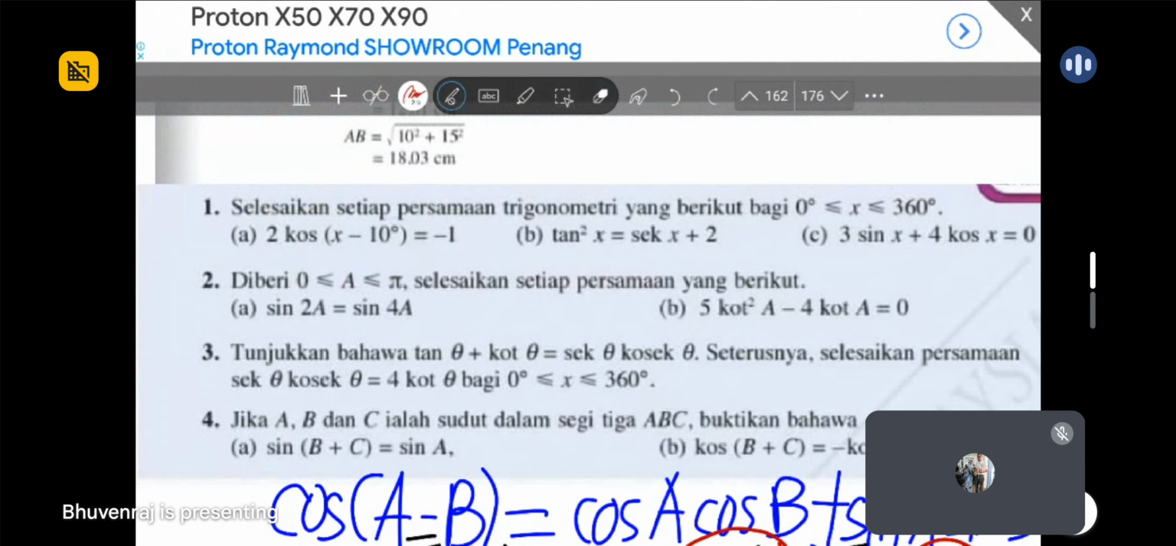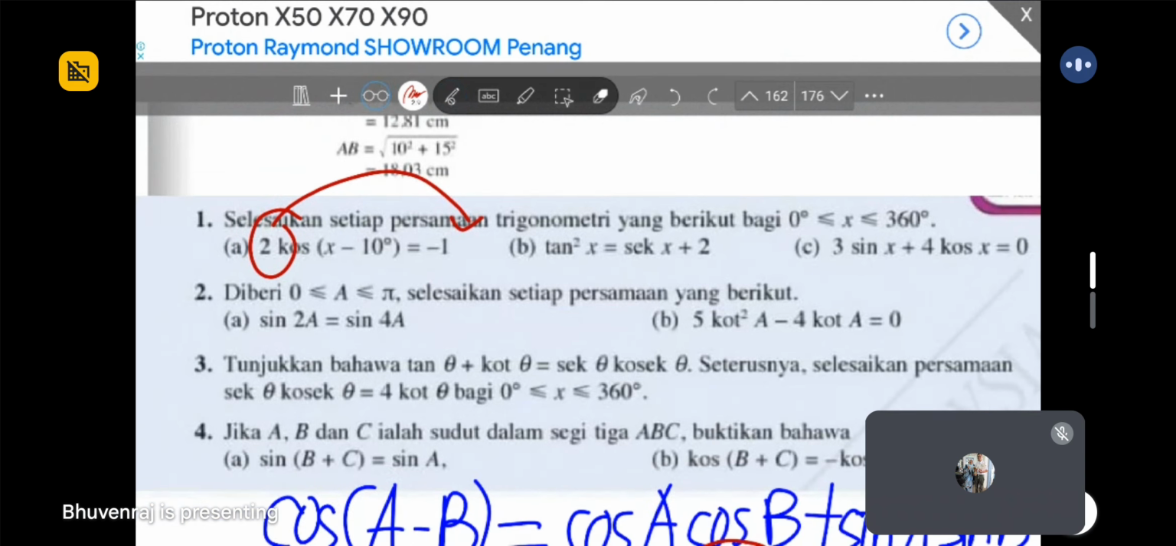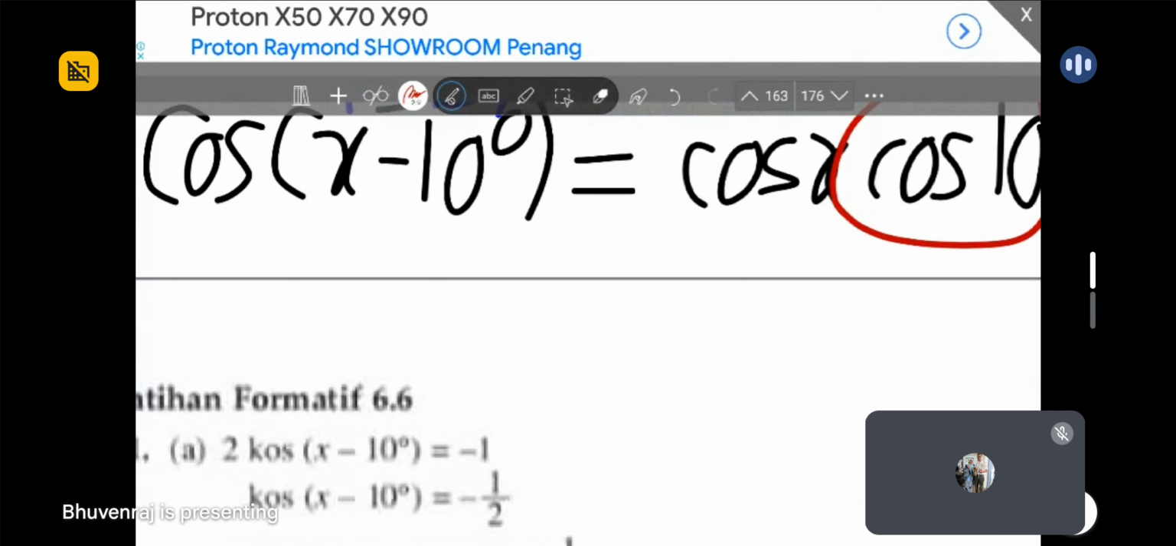When you see question A, the first step you can do is bring this number 2 to the right hand side. Bawa dia ke sebelah kanan. So you will get cos x minus 10 equal to negative half. This is the step over here. Now, guys, if the cos value is negative, which quadrant is my possible answer? Sukuan keberapa jawapan saya? What do you all think? Cuba fikir.